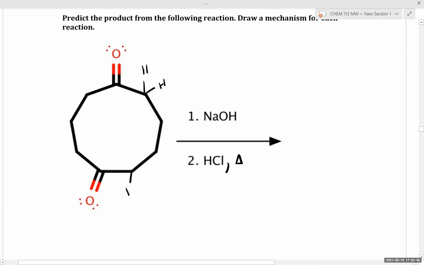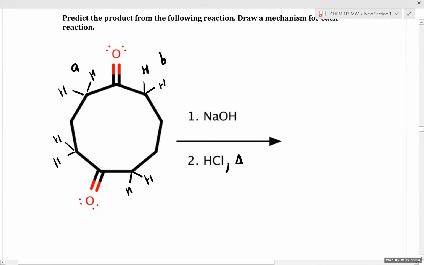So if we're thinking about predicting the product from this reaction, what would the first step be? What's the first thing that we're going to see? We have a base, such as sodium hydroxide, and we have acidic alpha protons. So these are textbook conditions for an aldol reaction. And because this molecule is symmetrical, we really have a choice. Are we going to deprotonate position A or position B?